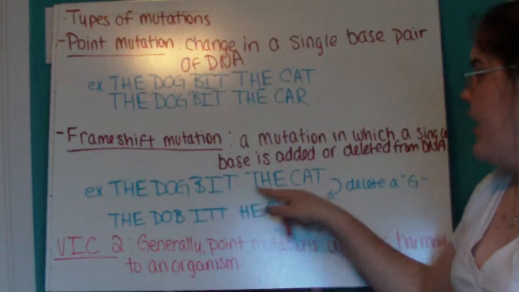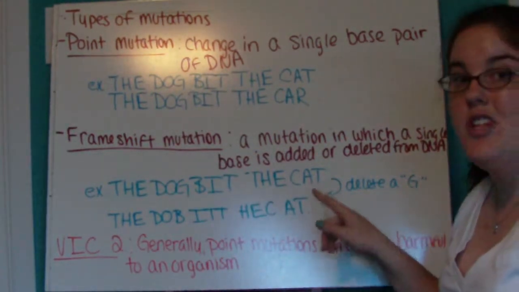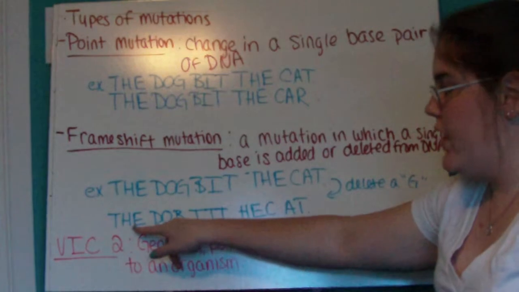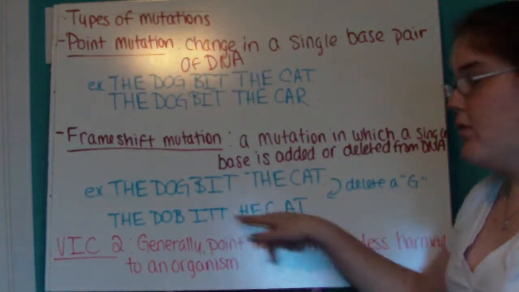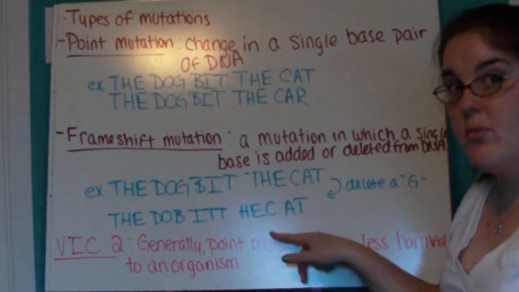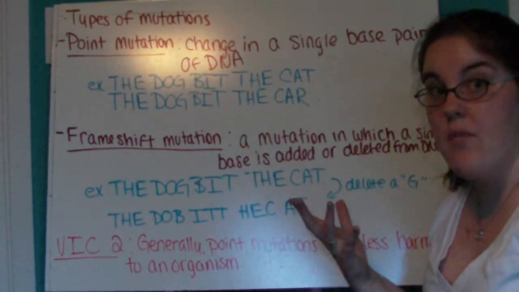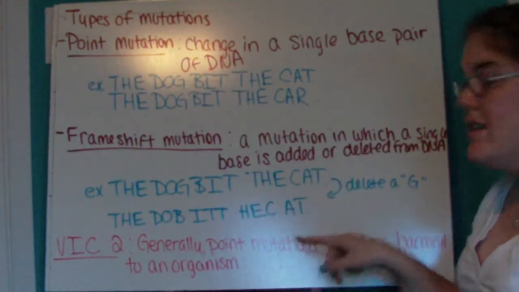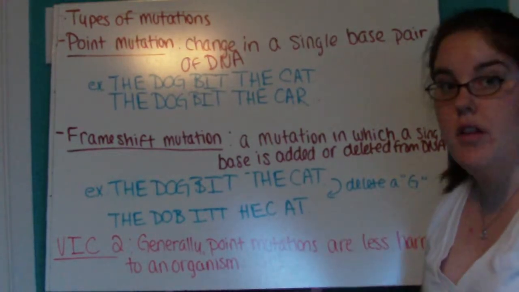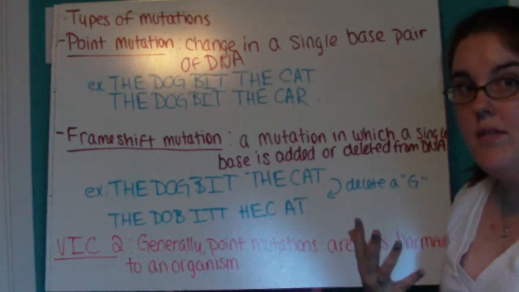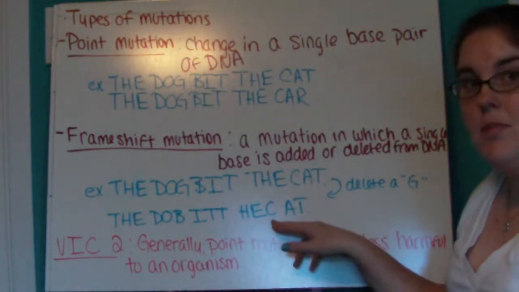The dog bit the cat. Now, we'll delete a G from the word dog. So now we're going to end up with "the dob itt heca t." That doesn't really make any sense anymore. That's kind of a gibberish sentence. It doesn't really have a meaning. However, all we did was delete one letter. Now, if we had added in one letter, it would definitely change the sentence again, and it would still be gibberish.